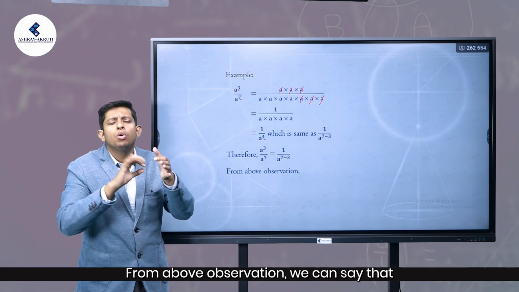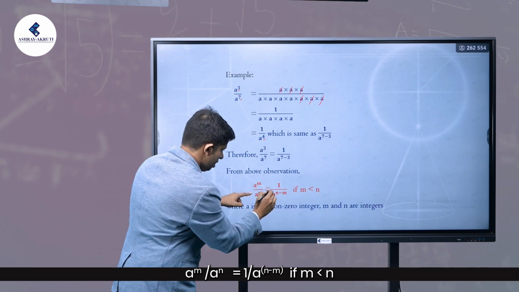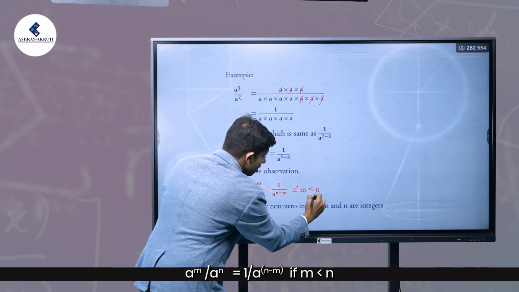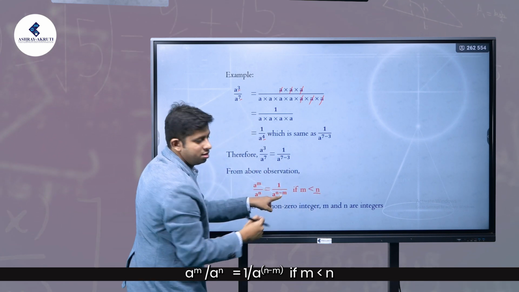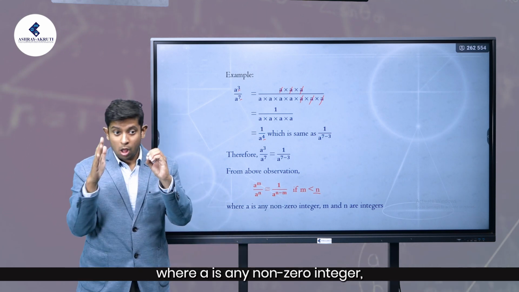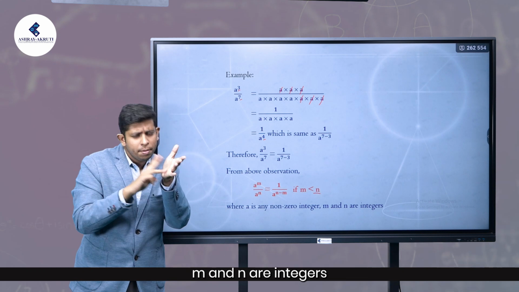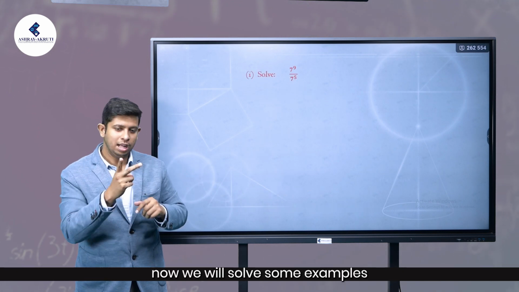From the above observation, we can say that a to the power of m by a to the power of n is equal to 1 by a to the power of n minus m if m is less than n, where a is any non-zero integer, and m and n are integers. Now we will solve some examples.